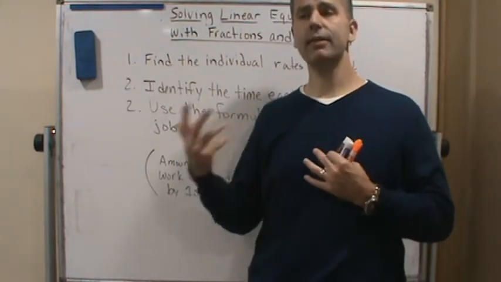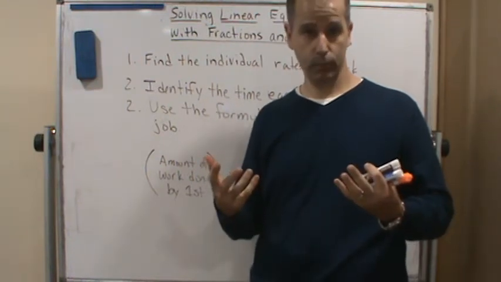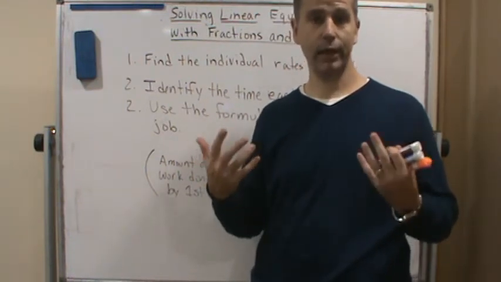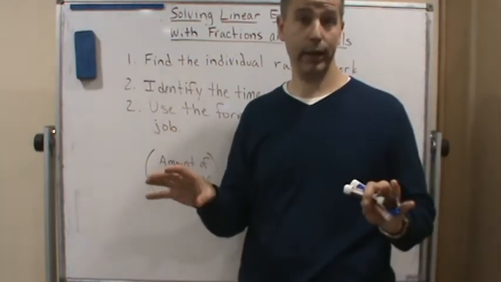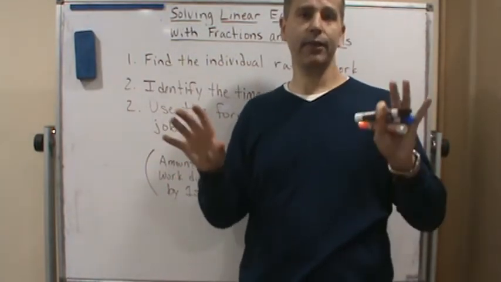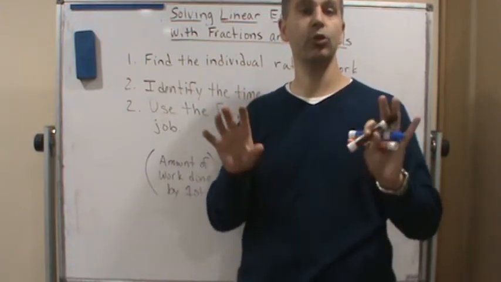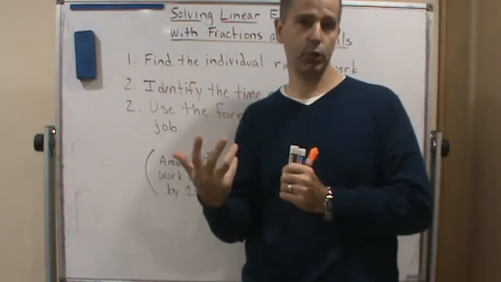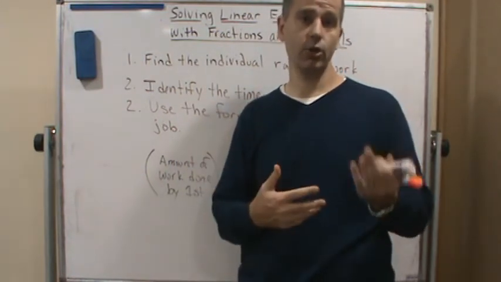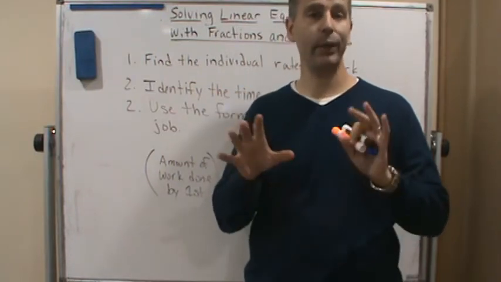Now in this video I want to introduce what happens if we have multiple people or machines working. What if we were combining, let's say, 2 people or 2 machines doing the job? How do we work out how long it would take to do the job in that situation? So instead of one person or machine doing it, we have 2. These are the steps for how we handle those problems.